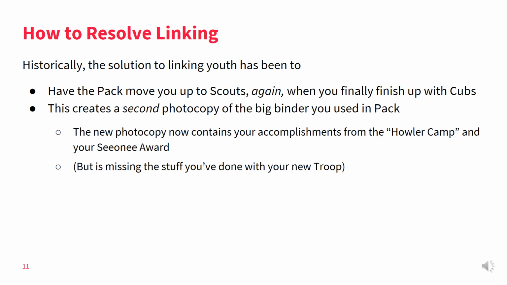So historically, the solution to youth that were linking up between sections was to make sure that the old section, for example your pack, moved you up to Scouts again when you finally finished with Cubs. This is something that they had to remember to do. In doing so, they'd create a second photocopy of their big binder that you used in pack. This big binder would now include all of the accomplishments that you did since the previous photocopy. So it would include all the stuff from the Howler camp and the fact that you earned your C&E award. Of course, this photocopy is still the pack's view, so it's missing all the stuff that you've done with your new troop.